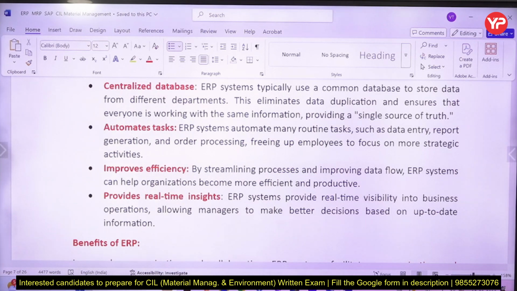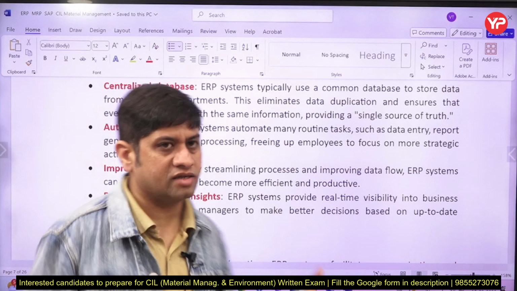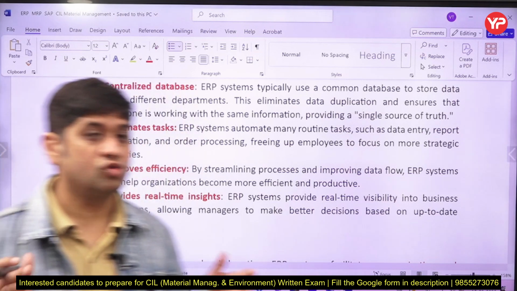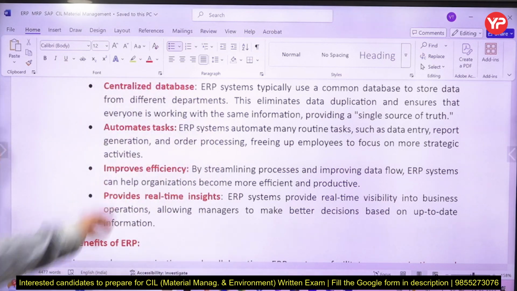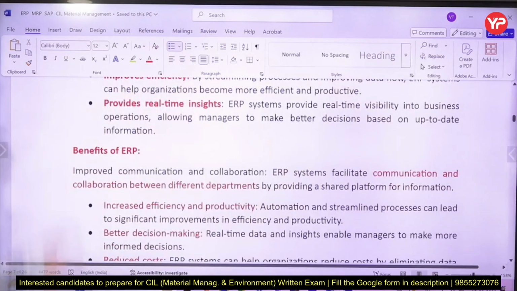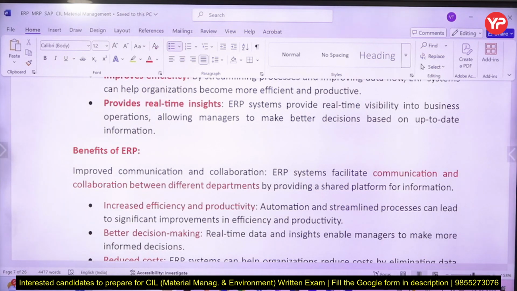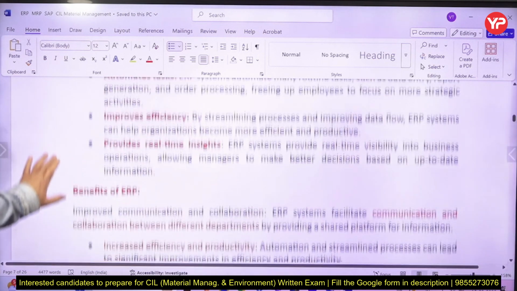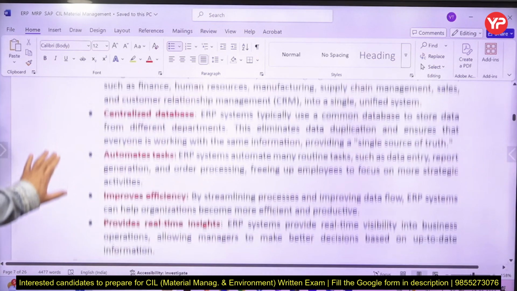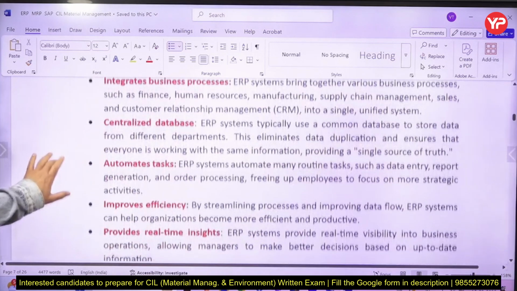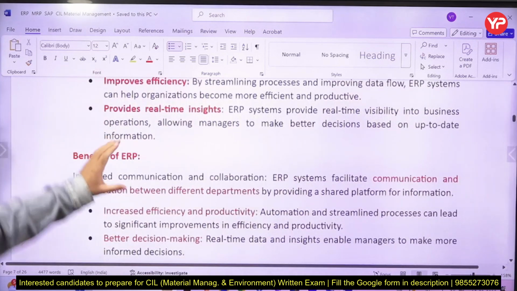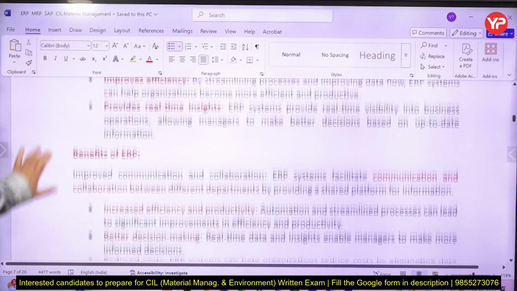Eventually when real time data is available and a centralized information system is there, your efficiency to perform increases. Real time insight you get about the business. So managers can make better decisions based upon up to date information. So right, real time data availability, efficiency gets improved, automate certain tasks, centralized database, integrated business processes. Remember these names. This will make some sense to you that this is ERP.